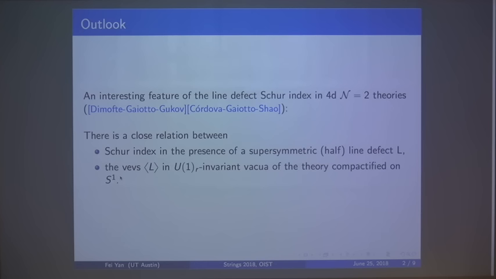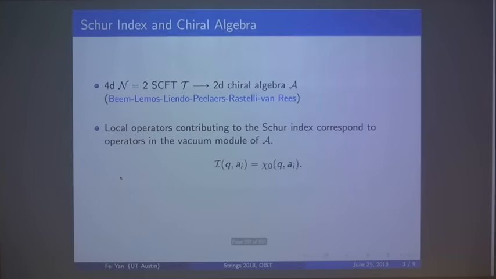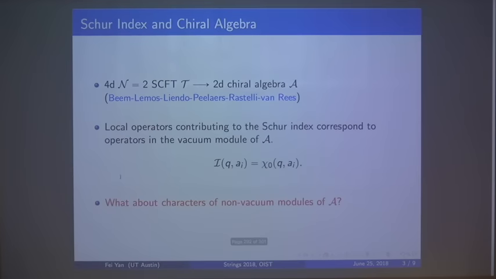And this relation is best summarized in terms of a commutative diagram involving three commutative algebras. In the following, I will introduce all the players of the game. So first, let's recall, given a 4D N=2 SCFT, one could associate a 2D chiral algebra à la Beem et al. And in particular, the Schur index is given by the vacuum character of the chiral algebra. One sensible question you could ask is, how do you get access to the characters of non-vacuum modules?